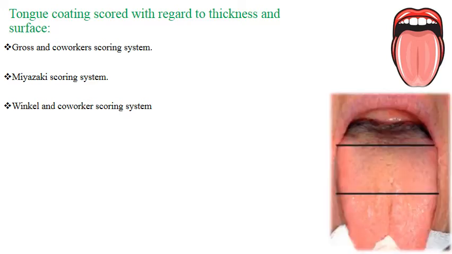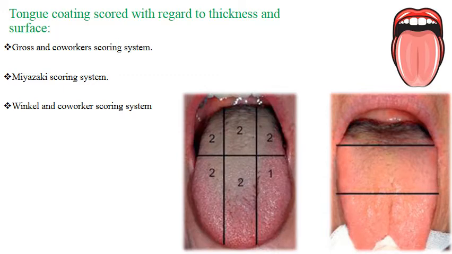Second, Miyazaki scoring system. The Miyazaki tongue coating index score includes 0 non-visible, 1 less than one-third of the tongue covered, 2 less than two-thirds of the tongue covered, and 3 more than two-thirds of the tongue covered. Third, Winkel and co-worker scoring system. The coating index divides the dorsal surface of the tongue into 6 areas, 3 in the posterior and 3 in the anterior part of the tongue. The tongue coating in each sextant is scored as 0 no coating, 1 light coating, and 2 severe coating.